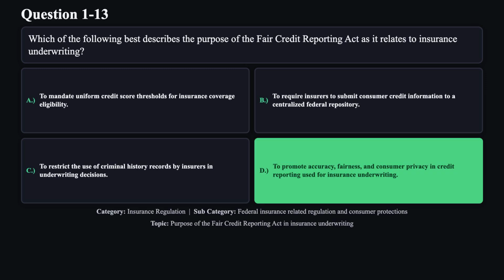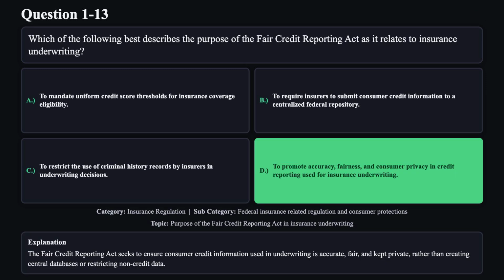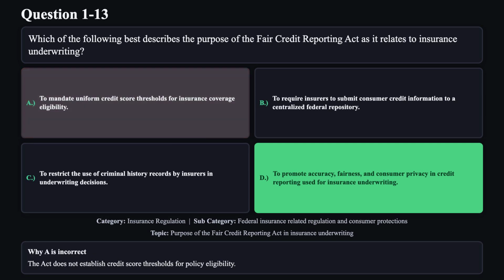The correct answer is D. The Fair Credit Reporting Act seeks to ensure consumer credit information used in underwriting is accurate, fair, and kept private, rather than creating central databases or restricting non-credit data. Reason A is not correct. The Act does not establish credit score thresholds for policy eligibility.